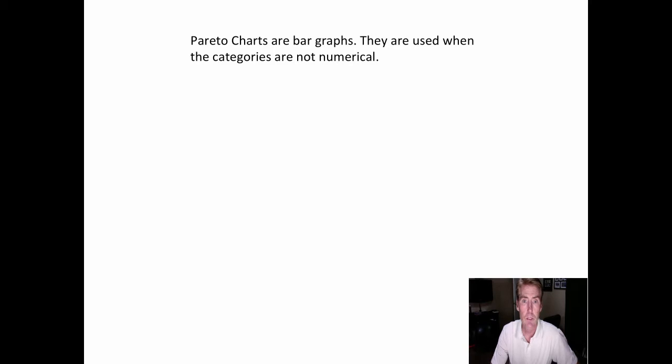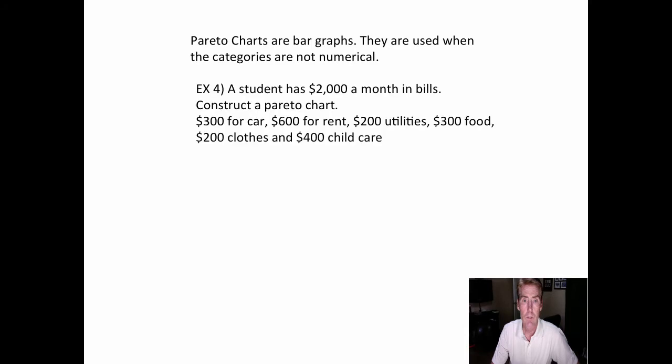Next, a Pareto chart. So this is if the categories are not numerical. In other words, it's not just ages or grades on an exam, but the categories here are, for example, the car, the rent, the utilities, the food. Then the information happens to be money, but the categories are not numerical. The categories are the car, the rent, the utilities, etc.